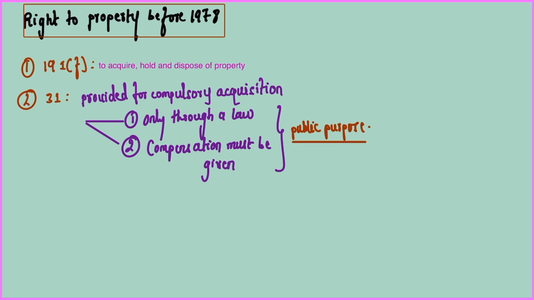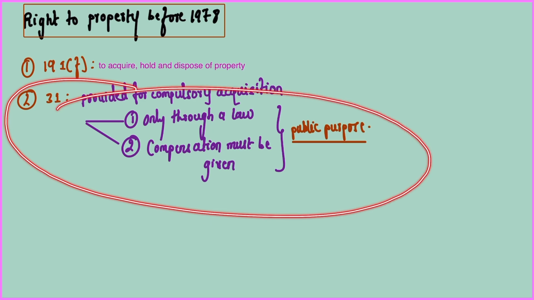Article 31 said very simply that the state can take away private property from individuals after fulfilling three conditions. And what were the three conditions? I'm sure you can guess it. Those are the conditions that are given in the principle of eminent domain. And what are those principles? That the state can take away private property for public purpose only through a law and by giving compensation. So this article, that is Article 31, helped the state to take away lands from zamindars, right?